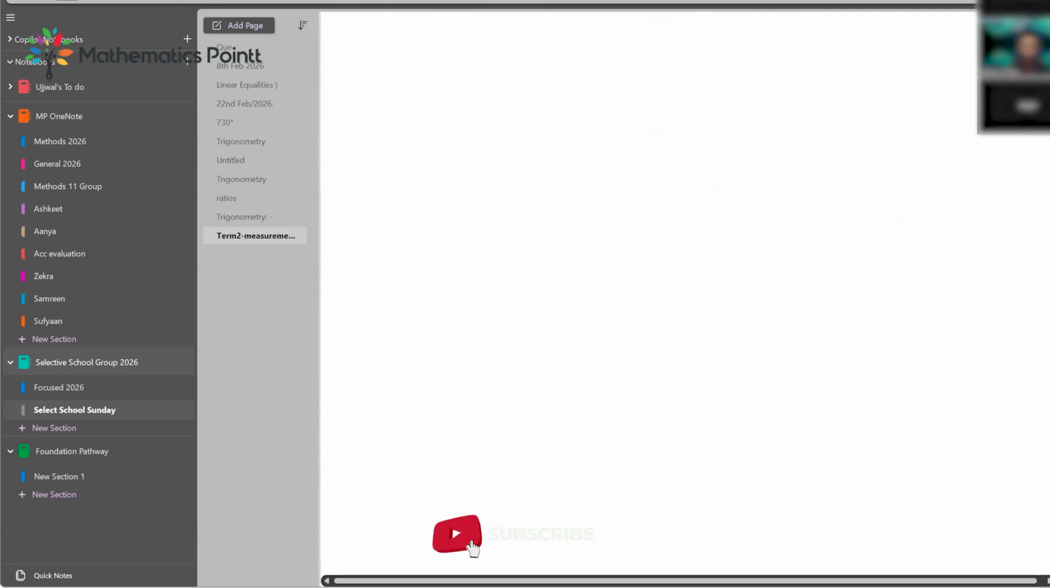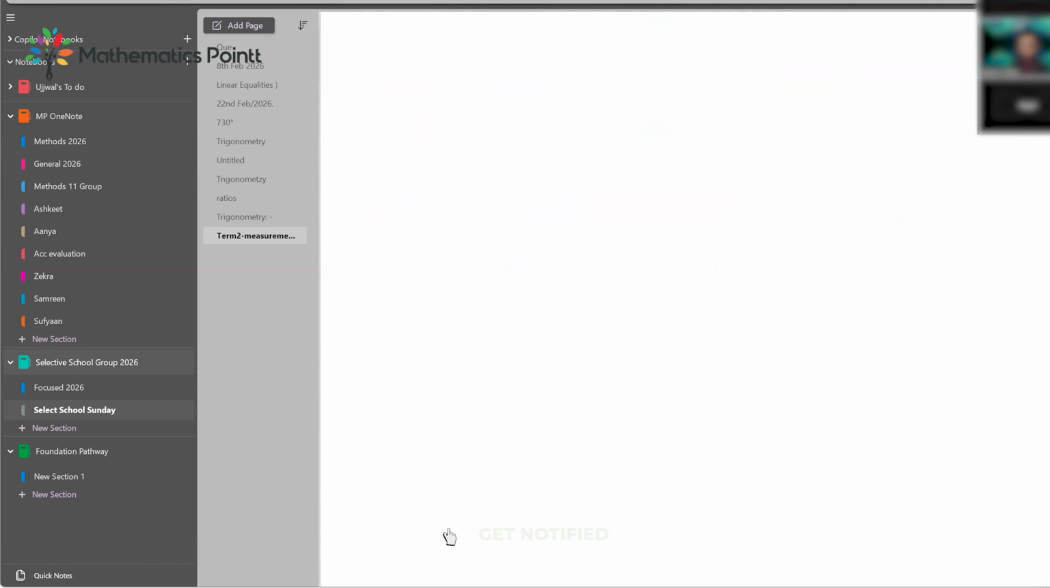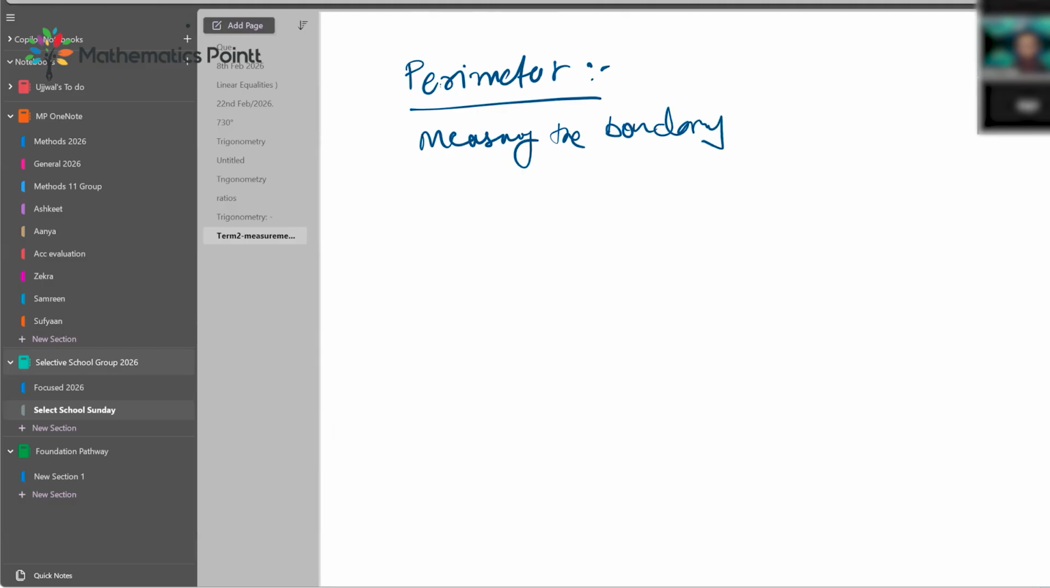Now, where do we apply this? The very basic application of measurement is perimeter. Perimeter is measuring the boundary. So if you've got a four-sided figure like this, and I've got A, B, C, D, these are the lengths of each side of this quadrilateral. We did learn geometry, right?